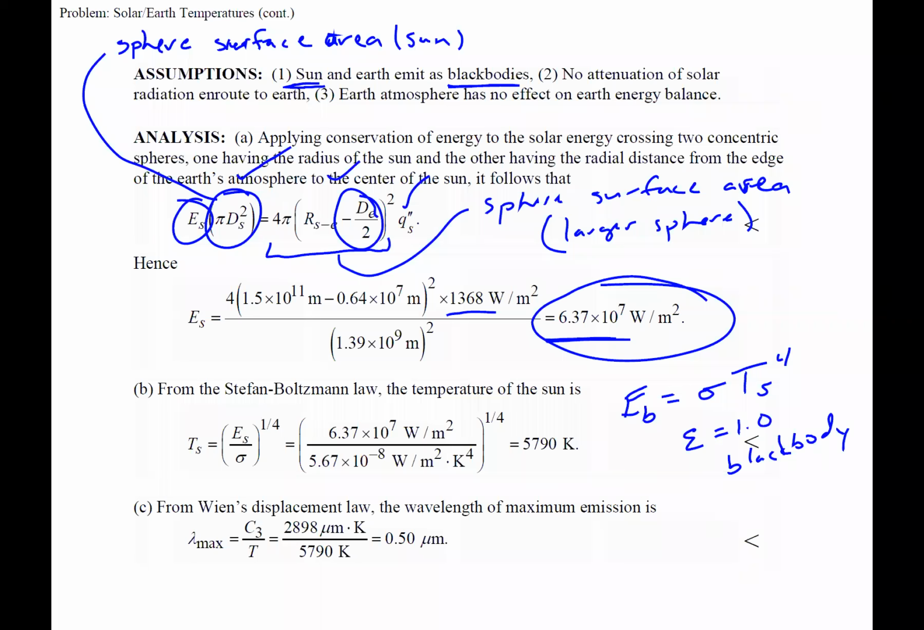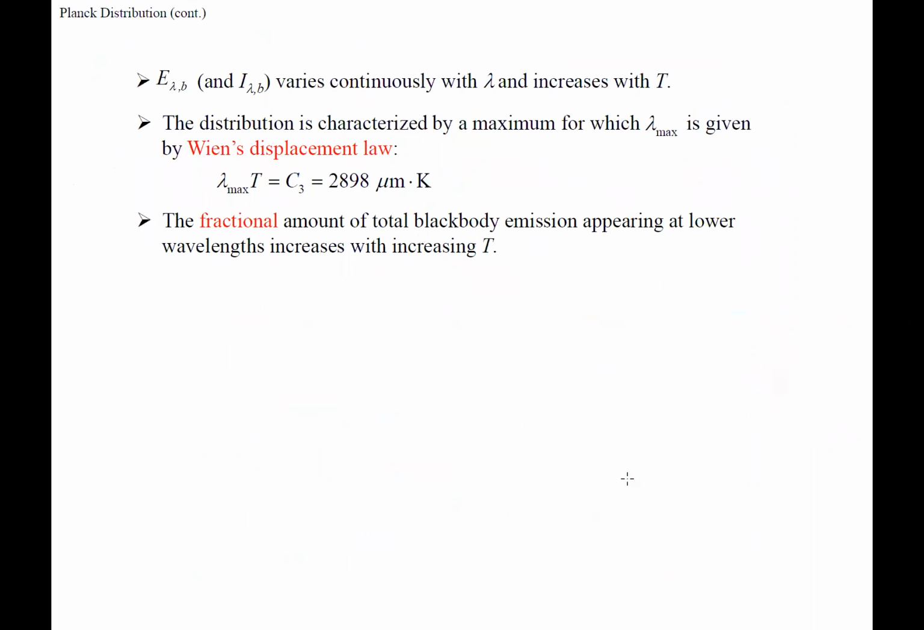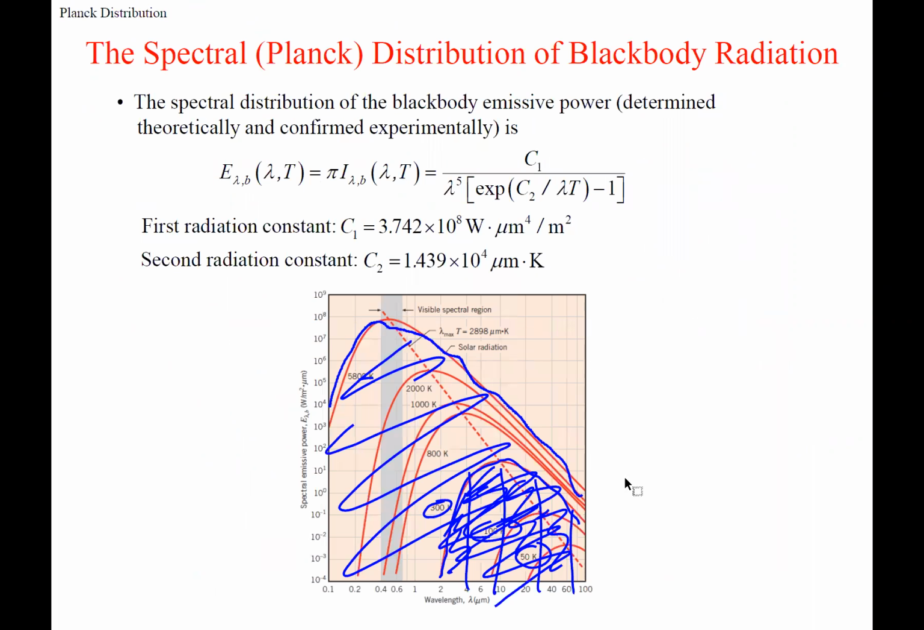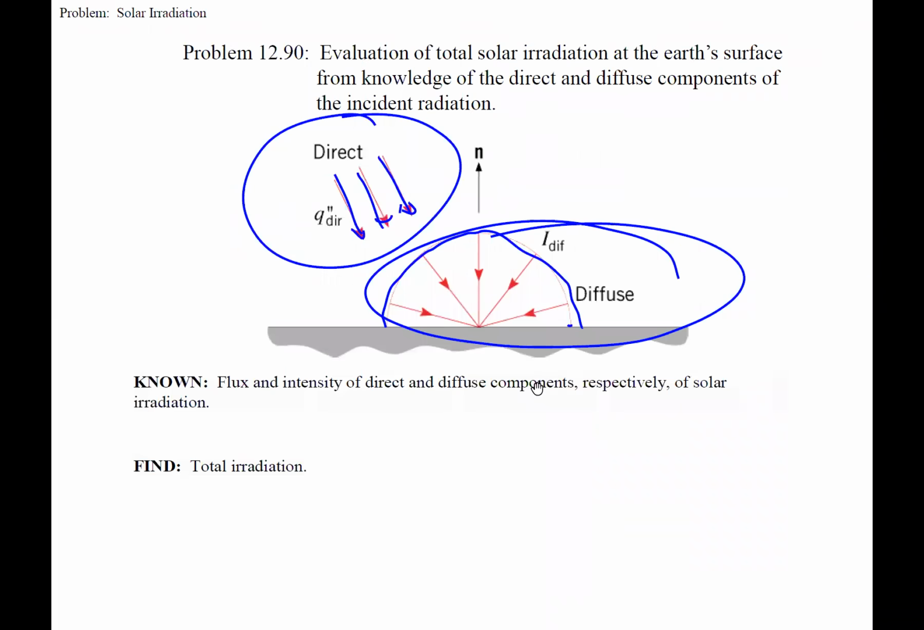So if we already have the emissive power, what's coming off of the sun right here? So we solve that. We have the constant, and so all we have to do is solve for the temperature, and we get 5790, right? If we go back to our slide right here, it says the solar radiation is 5800 Kelvin. So that's very close. We had 5790. So that's very close, right?